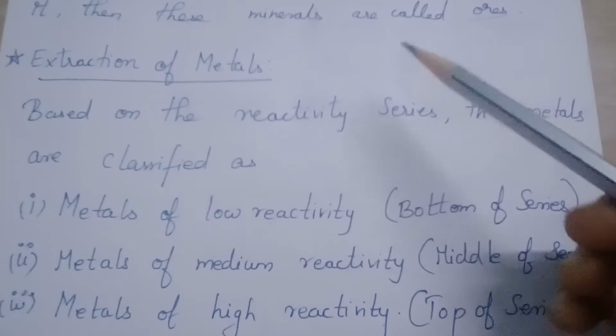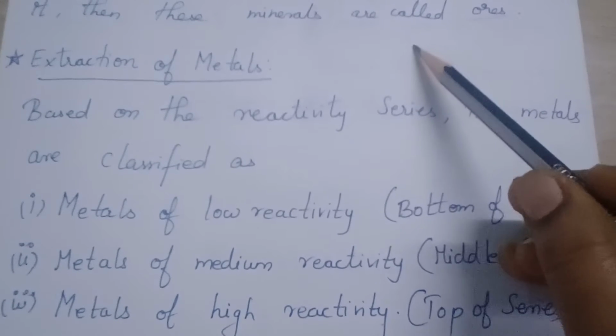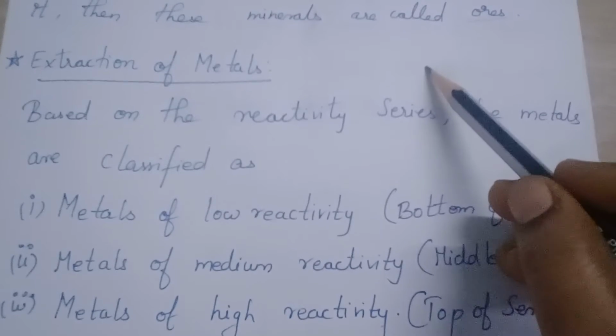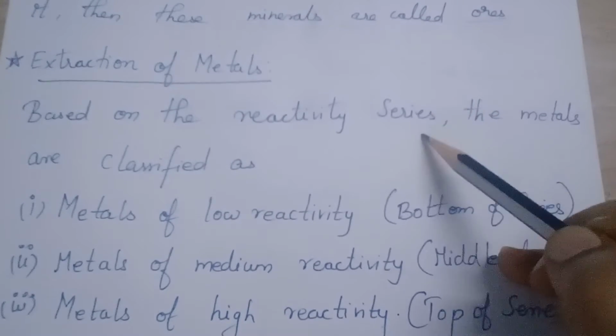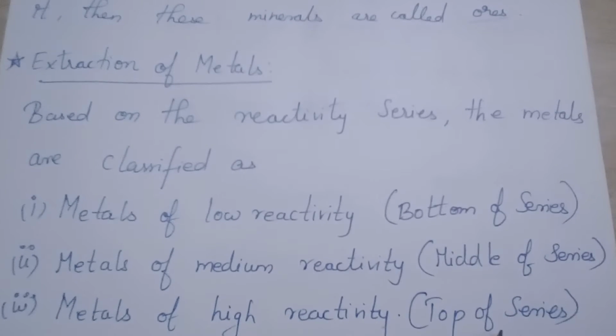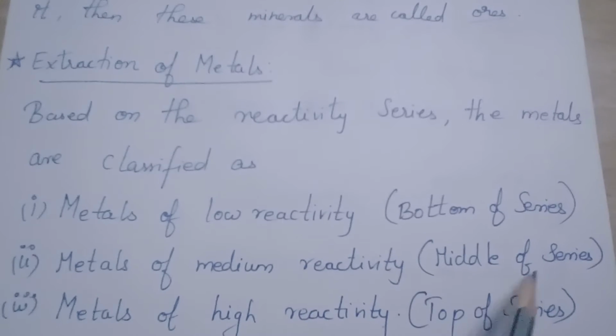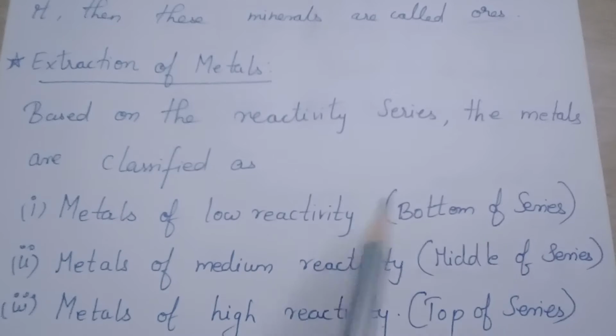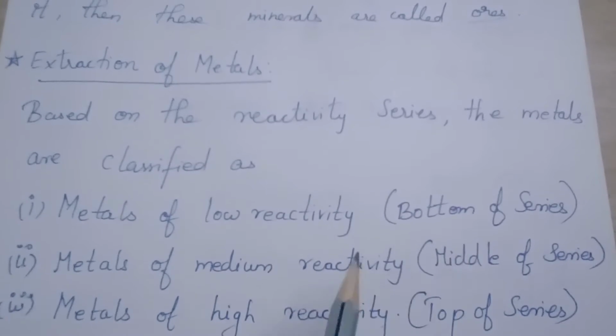So we know that we have marked this reactivity series, and the reactivity decreases towards the bottom, right? The top of the series has the metals of high reactivity, the middle part of the series has the metals of medium reactivity, and the bottom of the series has low reactivity, right?